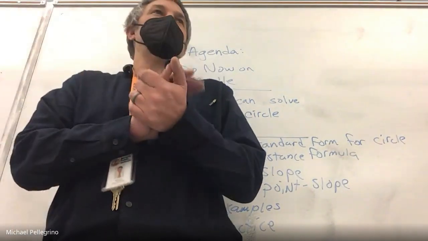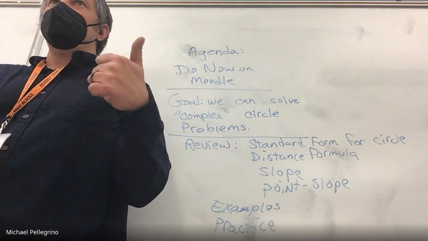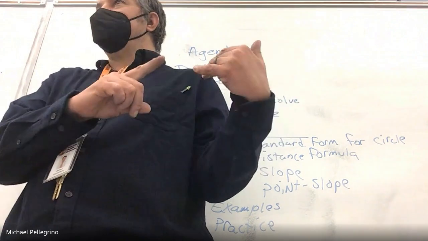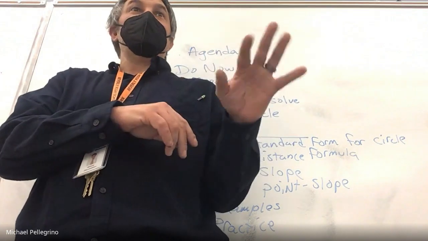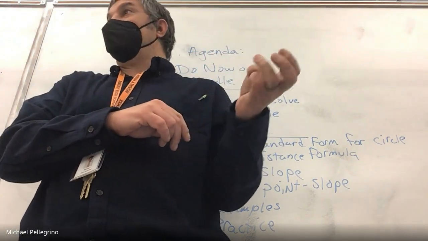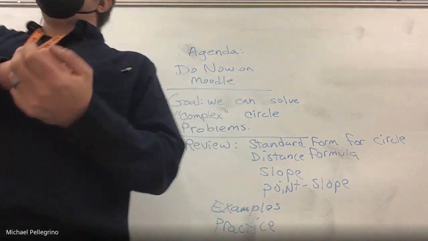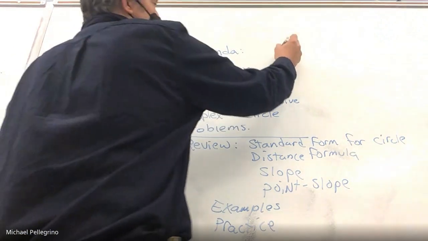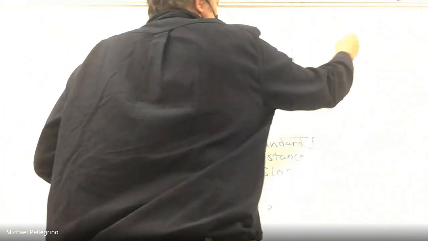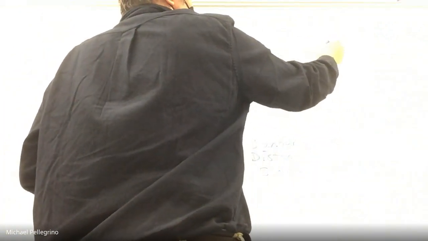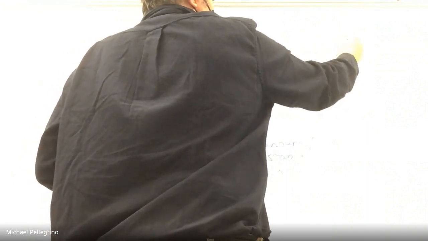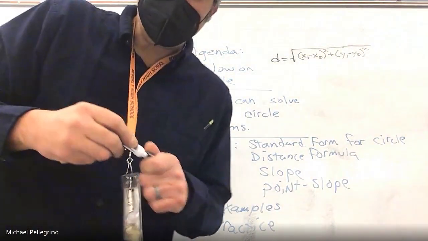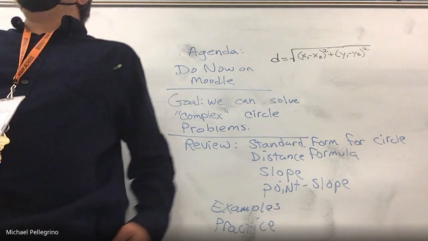All right, so the do now is on Moodle. It's 6 problems. 3 of them are circle problems like we did last class. 3 are distance formula problems. I'm actually gonna put the distance formula right on the board for you. And there you have it. I don't know if you can see that, but I hope you can.